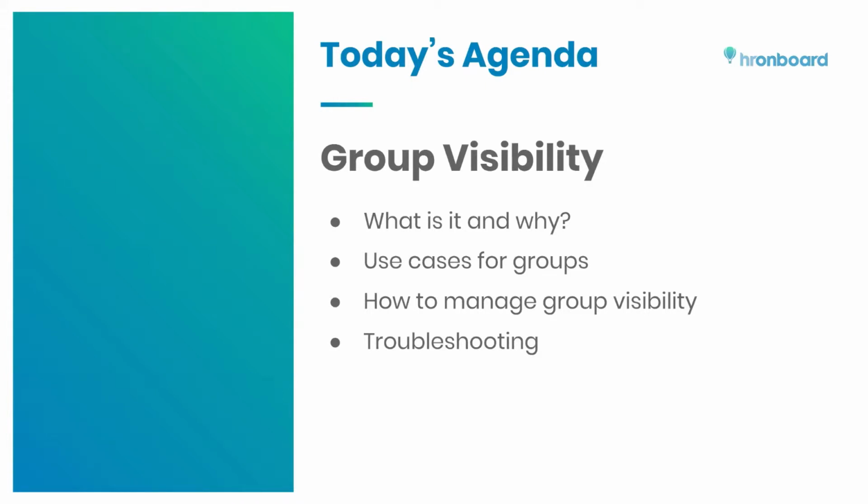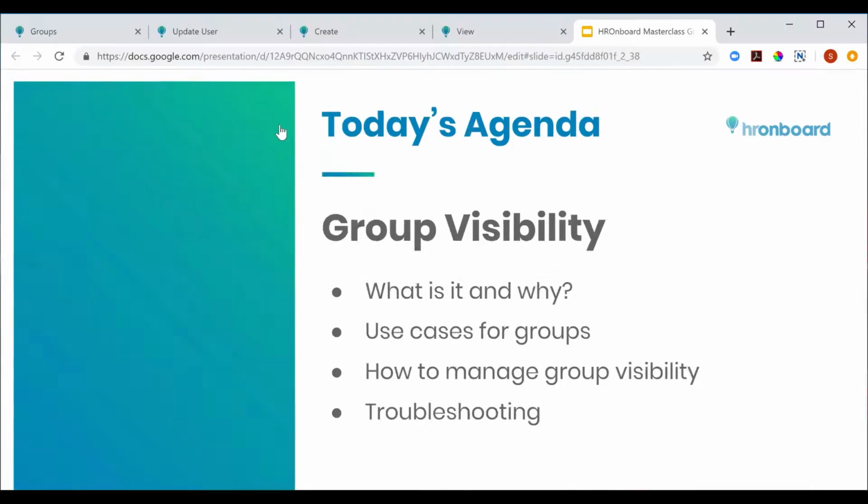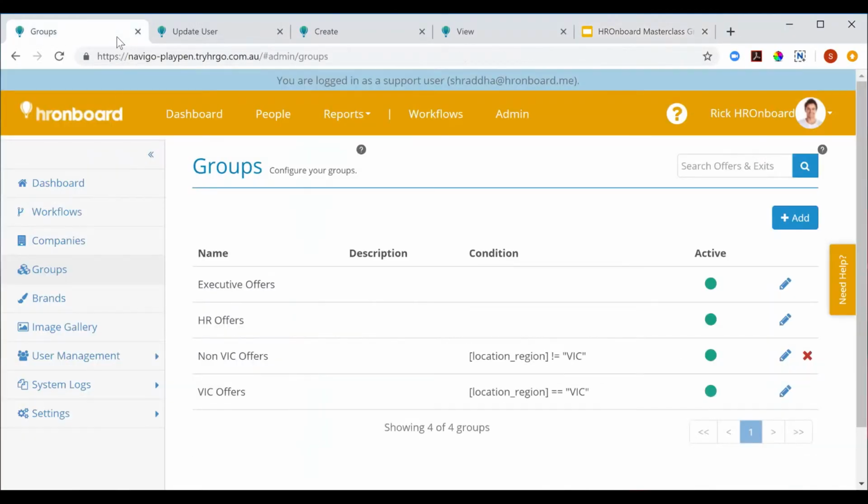It's very simple to create and maintain, which I'll take you through in a sec. So what we have here is our demo environment, our playpen, where I've created a few different groups, as you can see. The groups can be created in 2 ways. You can either have a group without any conditions associated to it, or you can have groups with conditions associated to it. So as you can see, the first 2 offers are conditionless groups, and the second two have conditions with them.